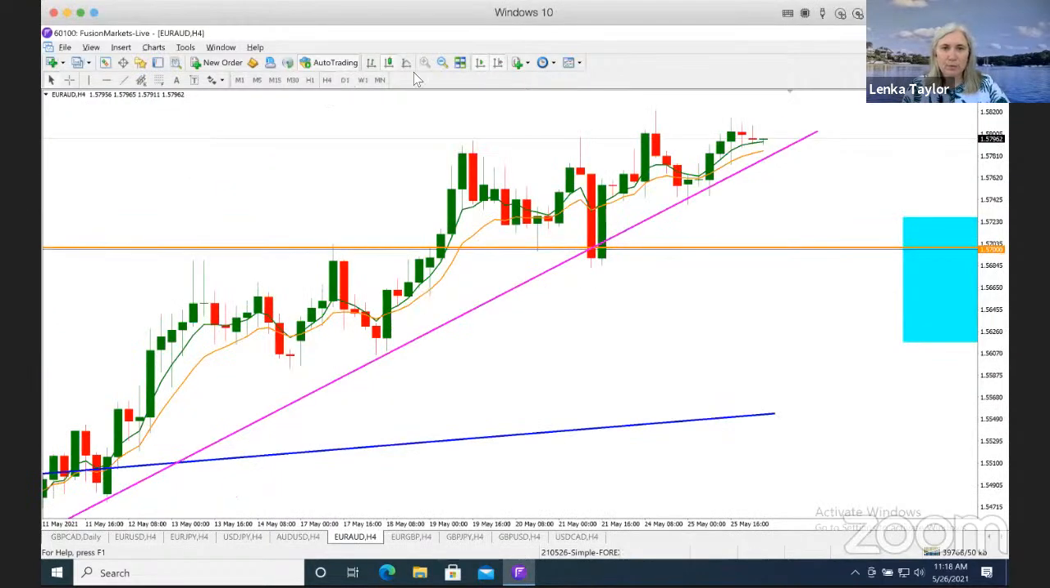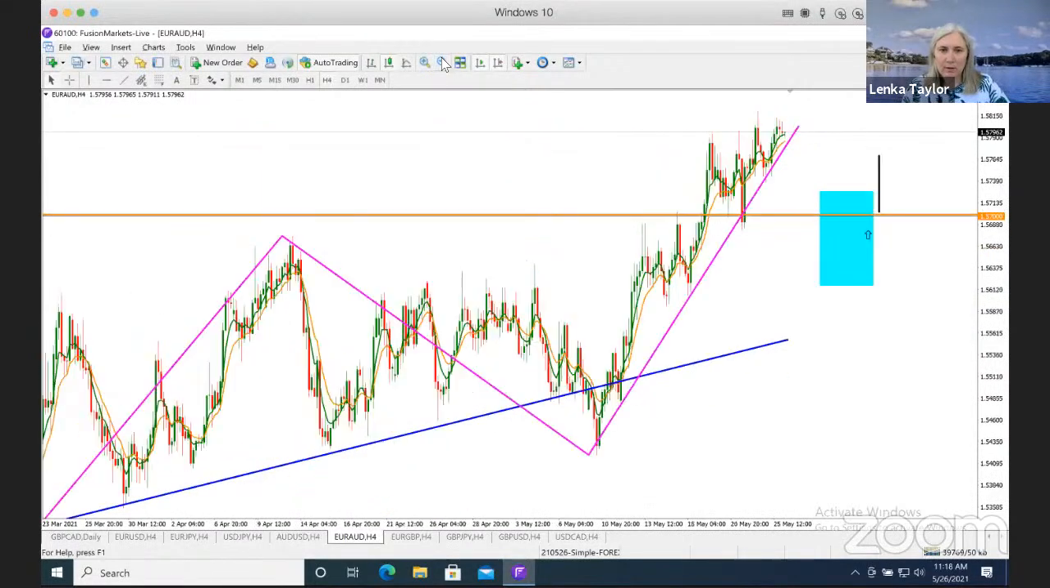So on the H4, for the actual entry, I would be looking for the price to drop down either to this horizontal level or a bit further below to these levels here. So basically where that aqua box is, and then I would be looking for a long opportunity.